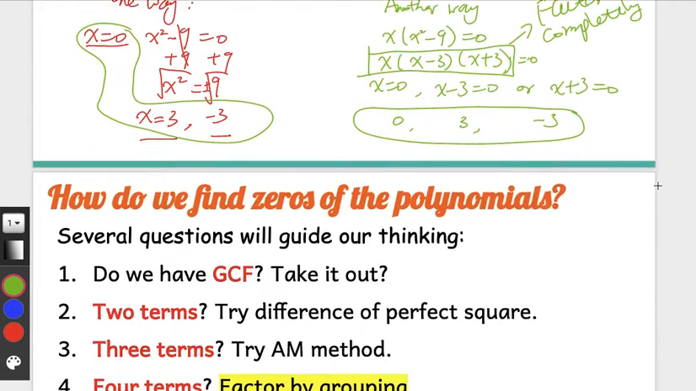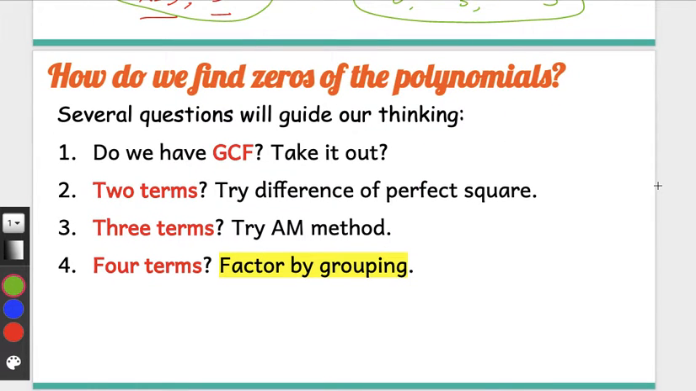So as I mentioned yesterday, when we find zeros of a polynomial, good guiding questions can be like this. Can we use GCF, like what we did just now? If we have two terms, please pay attention to whether there is any way we can use the difference of perfect squares. And for three terms, like we did yesterday, after taking out the GCF, is there any way you can try the AC method? So today, instead of three terms, we are dealing with four terms, and we are going to try a method called grouping.